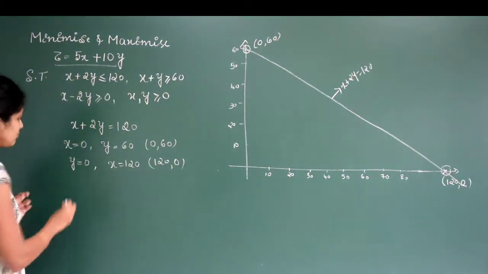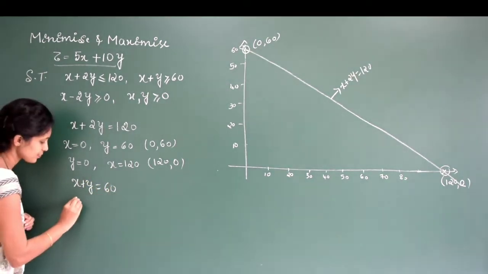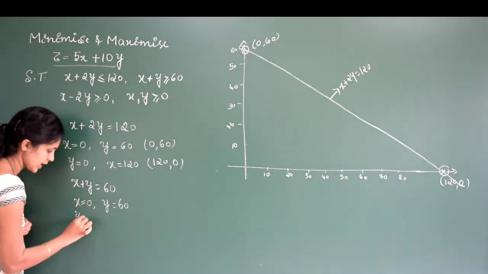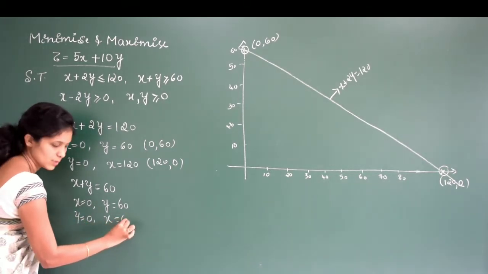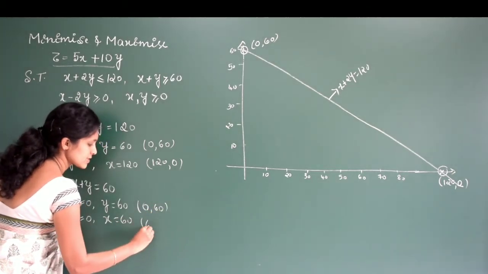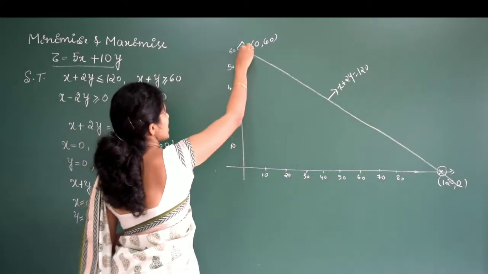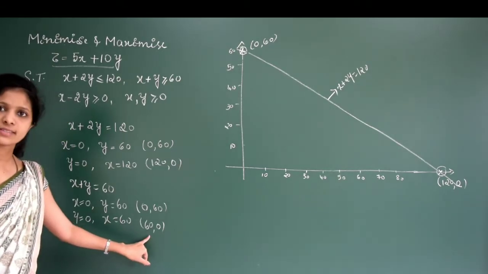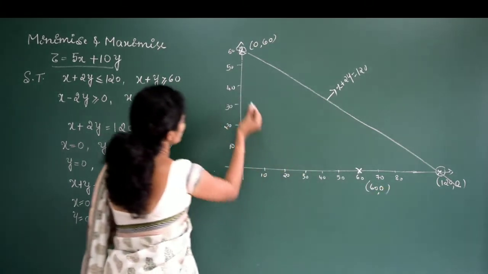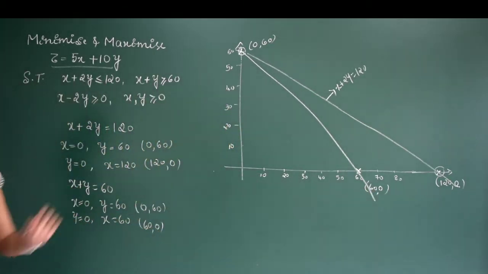Next we will go to the second equation. We will consider x plus y is equal to 60. Suppose the value of x is 0, we will get y as 60. If y is 0, then you will get x as 60. So the point is x is 0 and y is 60, and the other point is 60, 0. So the same point here, and another one x axis 60 and y axis 0. This is the point 60, 0, right? We will draw the graph. So this will be the graph of this function.